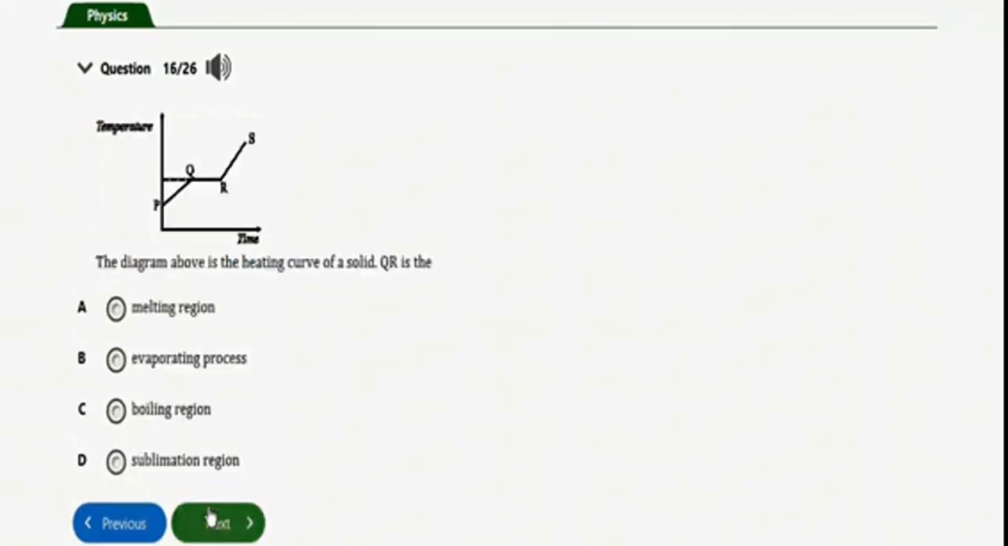Next question is this one. It says the diagram above is the heating curve of a liquid. QR is the what? Now guys, take note of this particular question.